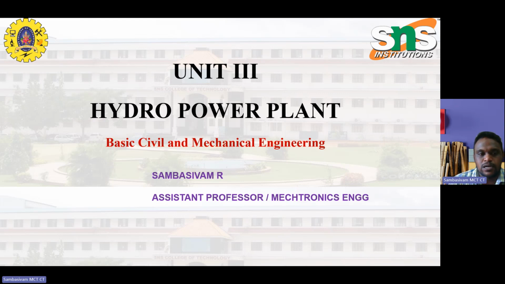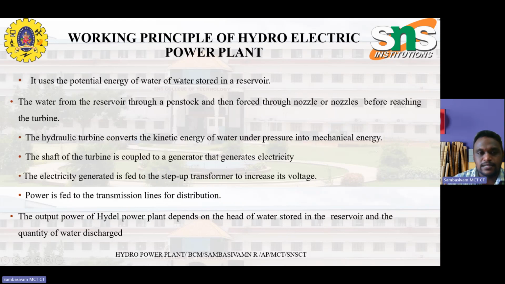It is one of the major renewable energy sources used all over the world to produce electricity. It utilizes the basic law of physics, falling water under high pressure and kinetic energy. In a hydroelectric power station, the falling water drives the turbines. Through magnetic induction, the generator converts the mechanical energy of the turbines to electric energy. As I said, it uses the potential energy of water stored in a reservoir. The water from the reservoir passes through a penstock and is then forced through a nozzle before reaching the turbine. The hydraulic turbine converts the kinetic energy of water under pressure into mechanical energy. The shaft of the turbine is coupled with a generator that generates electricity.